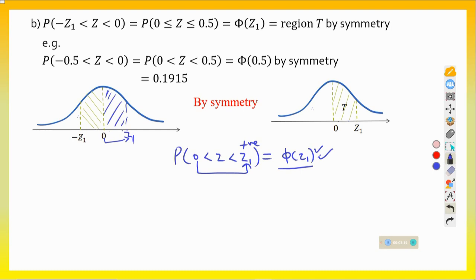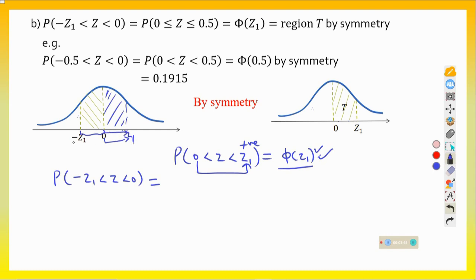But let us look at the case if you are interested in the negative value. For example, you need probability of negative z1 less than z less than 0. For this case, we shall use the symmetry. By symmetry, we shall be saying that this value from here up to this given point is the same value as from here up to this given point.